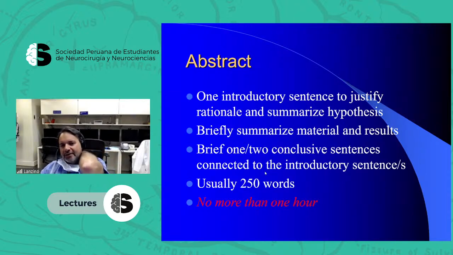Make sure that the results of the abstract correspond to the results of the manuscript, because it's not uncommon to find numbers that don't really match perfectly. So the abstract, once you have written your paper, should really not take that long at all.